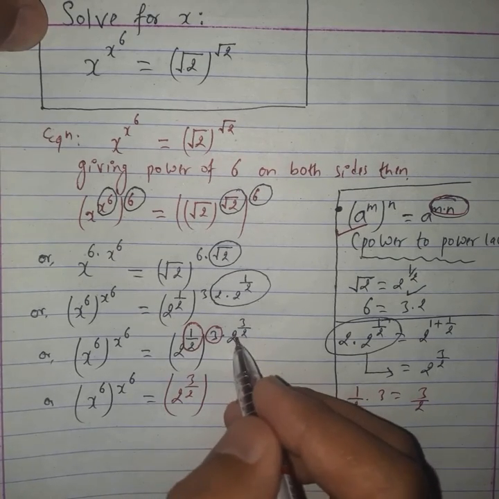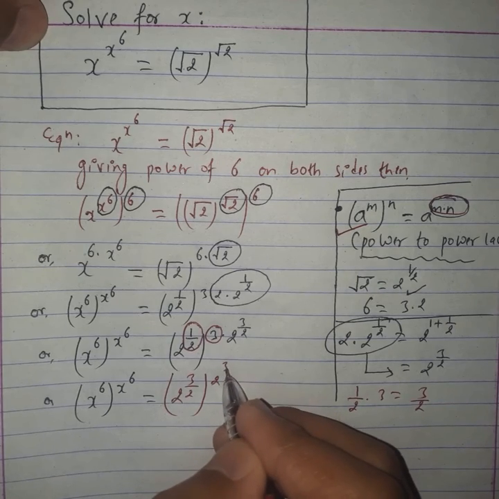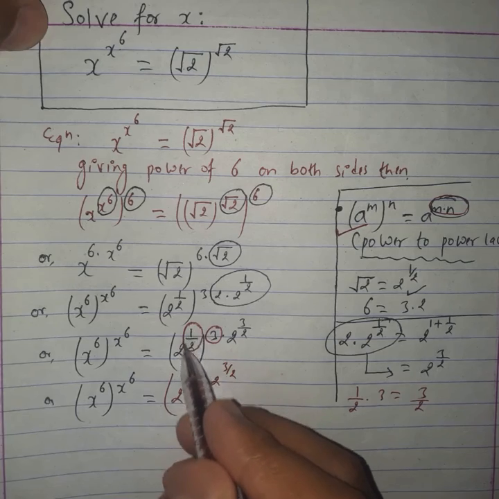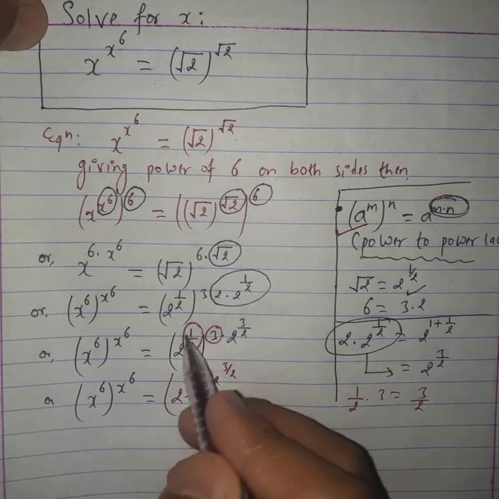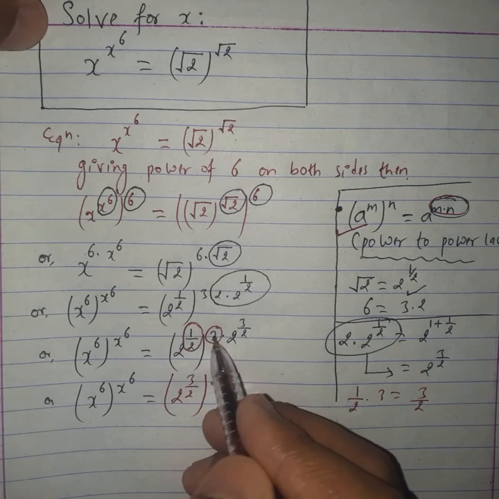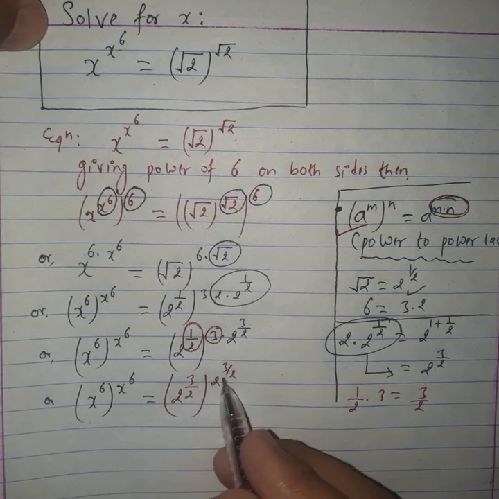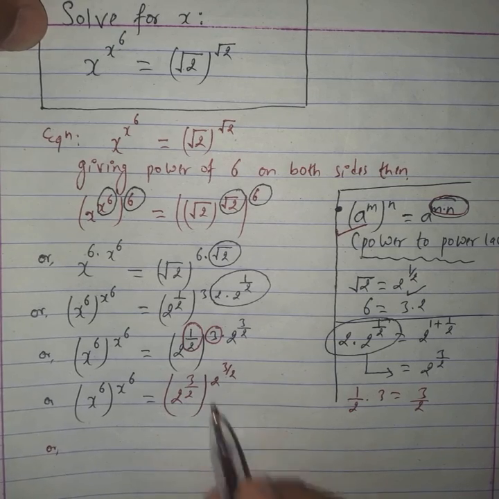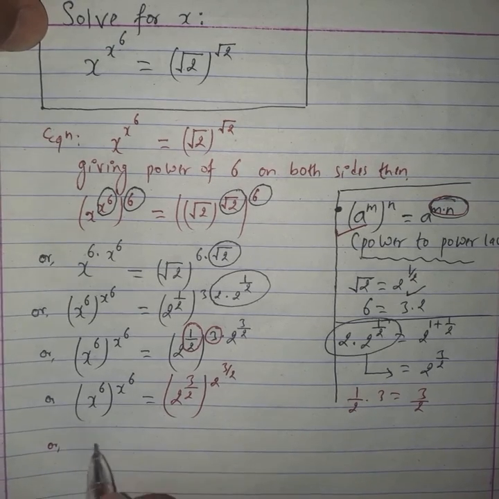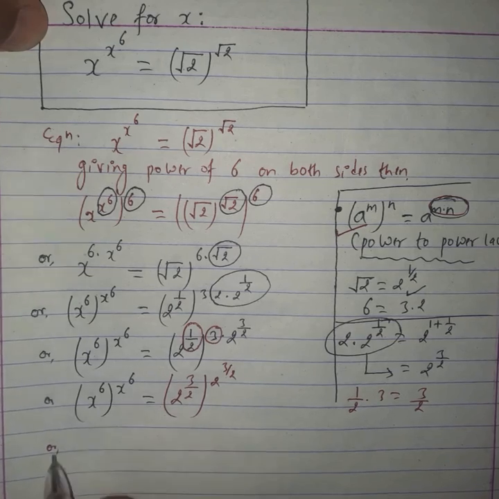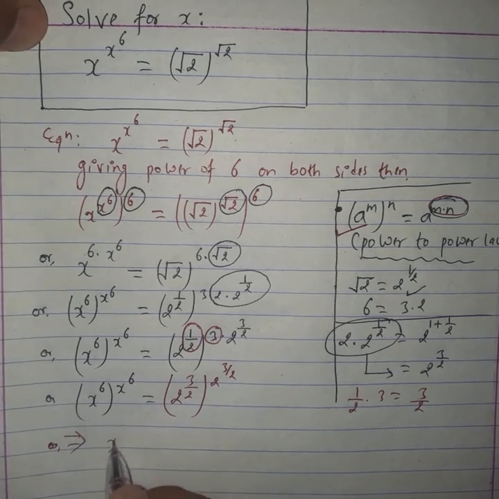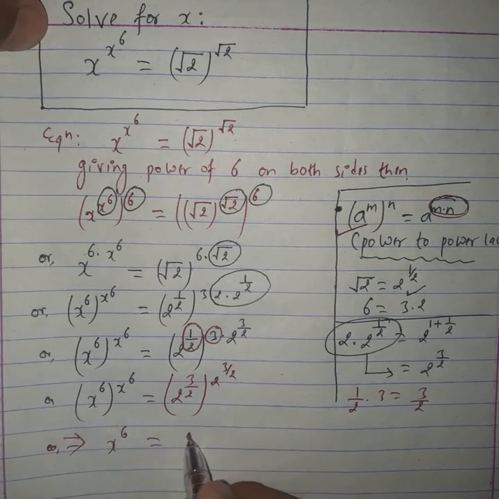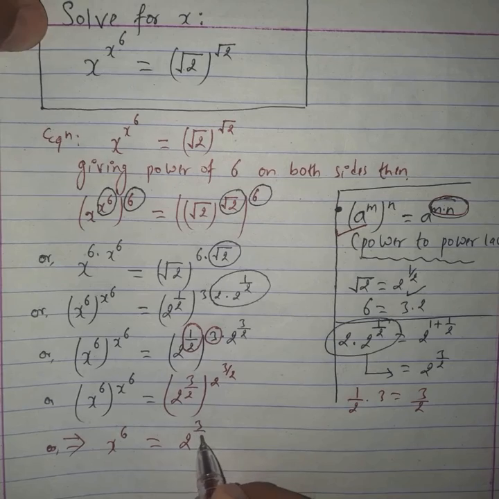It is raised to the power of 3 over 2. Here you just multiply this. So the powers, 1 over 2 times 3, give 3 over 2. And so here we made the base and the power the same. Here is also the same case, so we can equate the value. This implies the value of x to the power of 6. In place of x to the power of 6, here is just 2 raised to the power of 3 over 2.